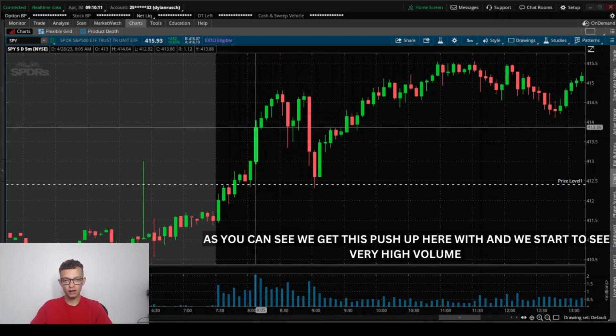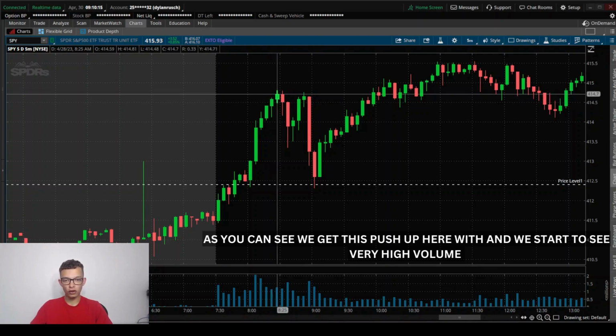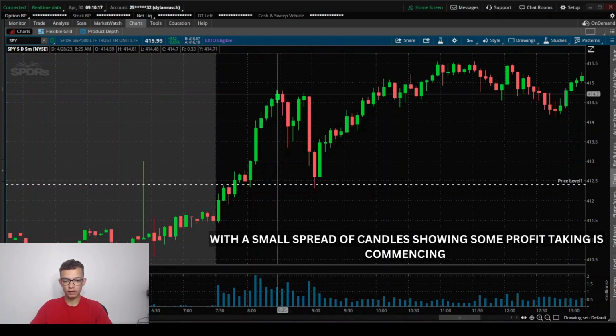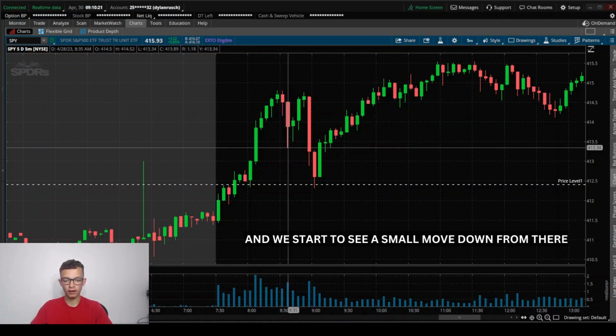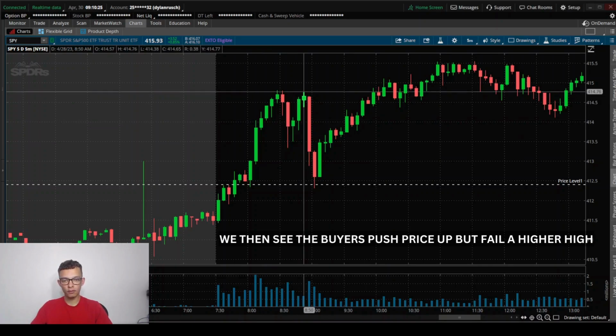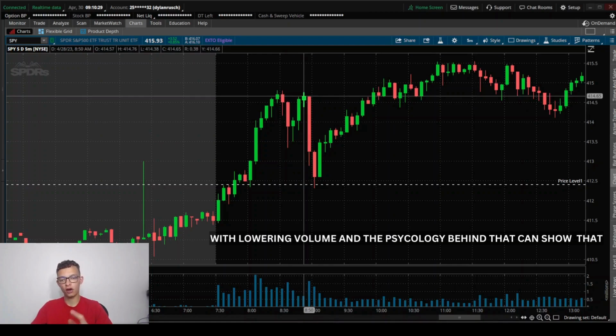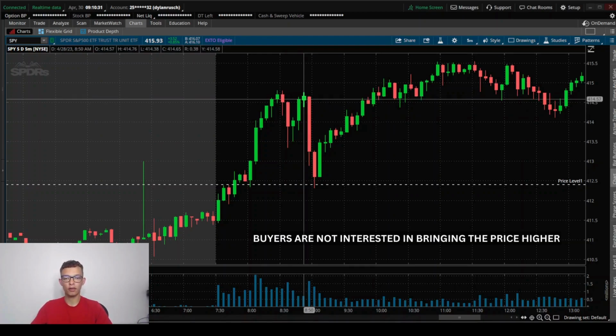So as you can see, we get this push up here and we start to see very high volume with a very small spread of candles. That shows that profit taking is commencing, and we start to see a small move down from there. We then see that buyers get a failed move up to a failed higher high on lowering volume, and so the psychology behind that can show that buyers are not interested in bringing the price higher.